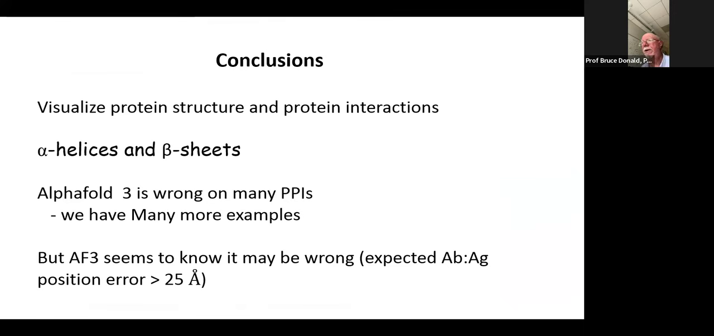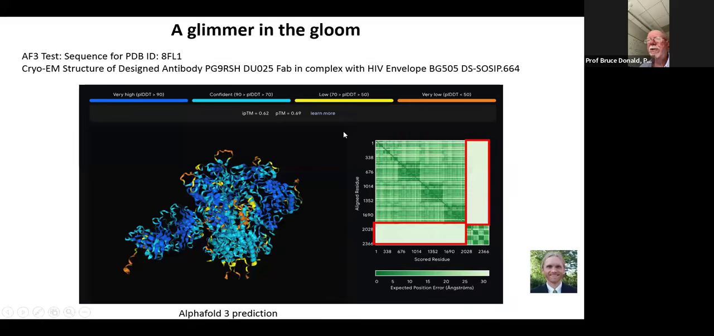So in summary, I suggest that to understand this, we should visualize the protein structure and protein interactions. And to get us started on that mission, I explained some ways that people abstract away to sketch these things using alpha helices and beta sheets. We've shown that AlphaFold 3 is wrong on many PPIs. And by the way, I have many more examples. So if you want to see more, I'm happy to prepare them, but we have them on other antibodies and other systems.